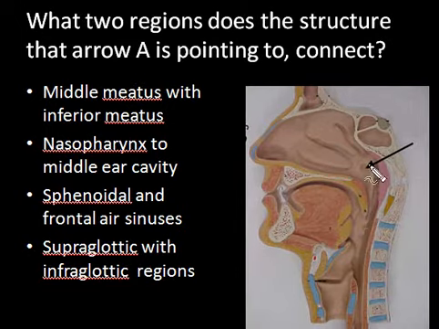Then the third choice is the sphenoidal and frontal air sinuses. This is the frontal air sinus. This is the sphenoidal air sinus. You can see this is here, so it cannot connect these two. So that also is a ridiculous answer.